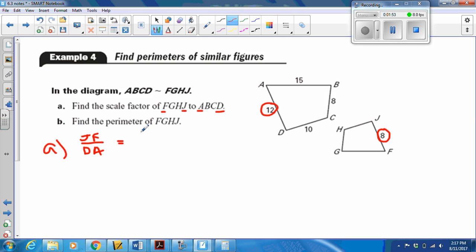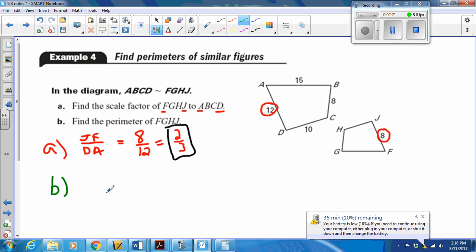So in this case, JF, which is in the numerator, is 8, and then DA is 12, which is in the denominator. Now what we need to do is we got to simplify our fraction. So here we should be able to get, because 4 goes into both of them, 2/3. And so 2/3 is going to be your answer here as your scale factor. Simple, right? Okay.